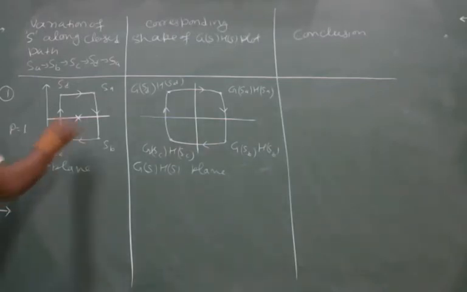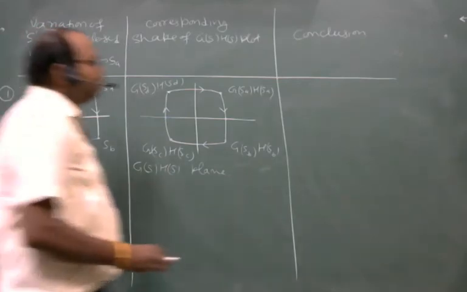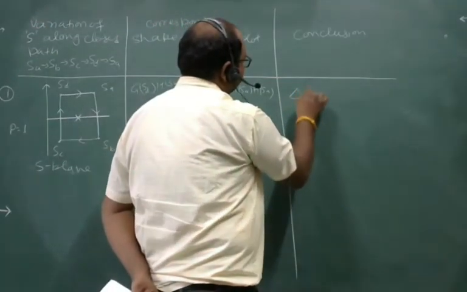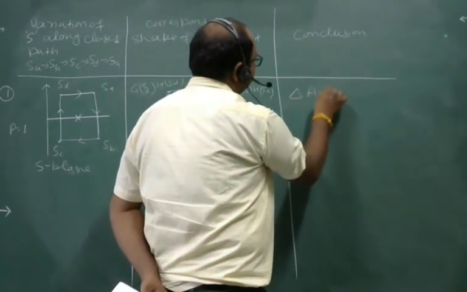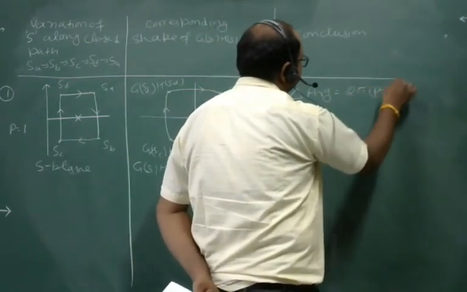If this is the condition, if the two diagrams are given, how can I find the number of zeros? I don't know the number of zeros enclosed in this closed path in S plane. For finding this, we have the formula: change in argument is equal to 2 pi (P minus Z).